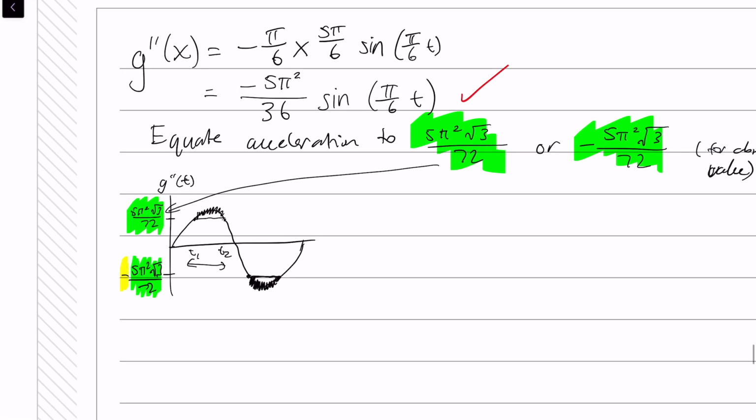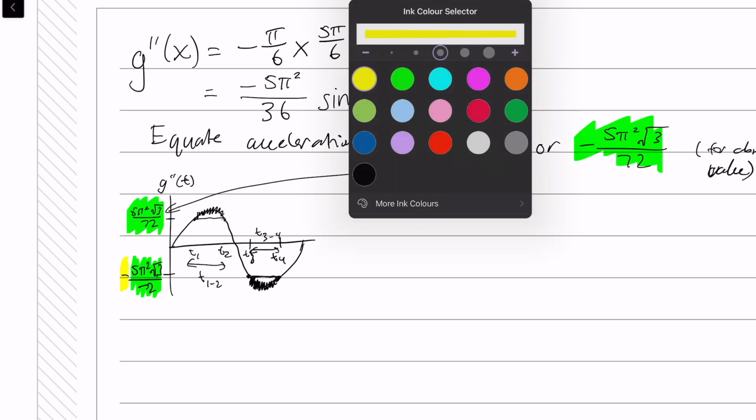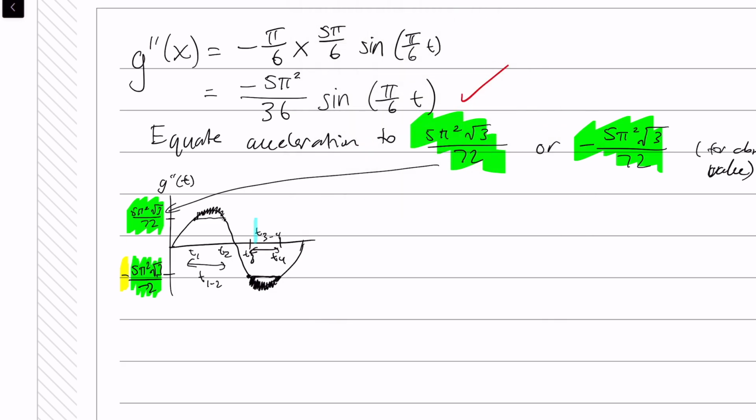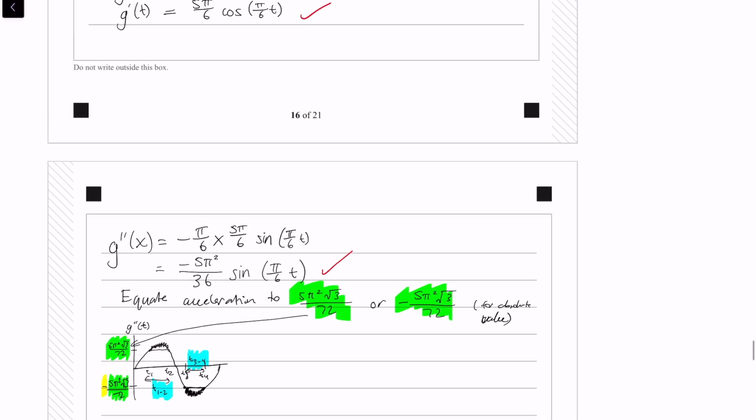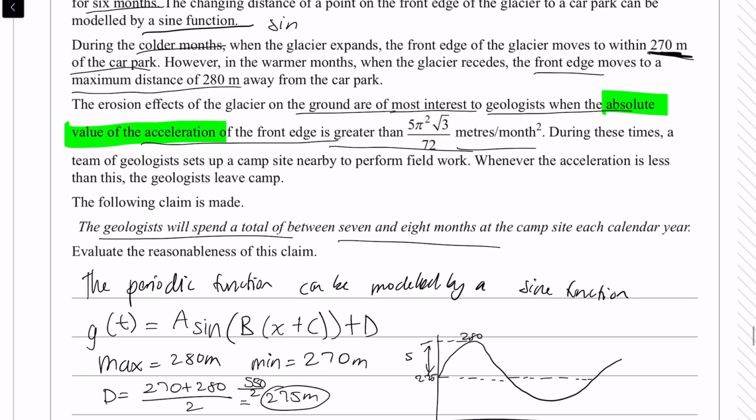So we essentially find the difference between T1 and T2, then find the distance between T3 and T4, and then add those two differences together. Okay, so we're adding these two time intervals of how long the geologist will be there for together, and then comparing that with the claim to evaluate the reasonableness of it.